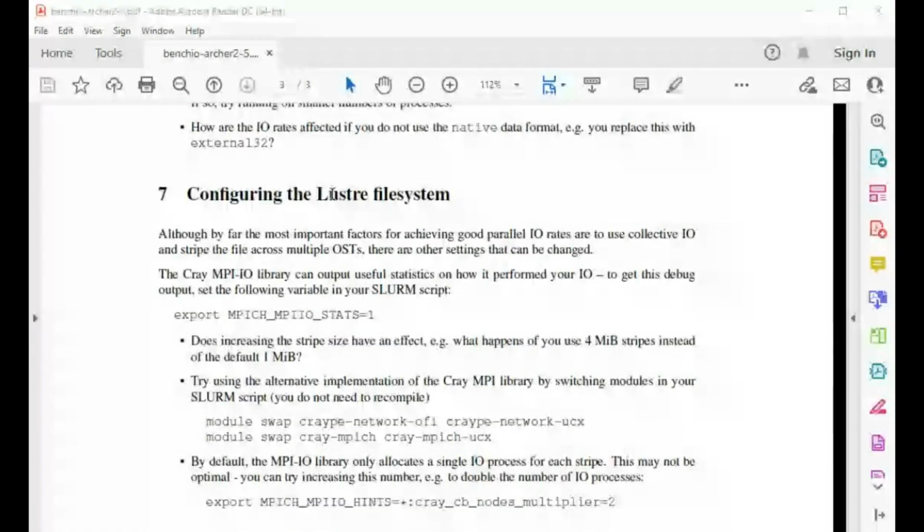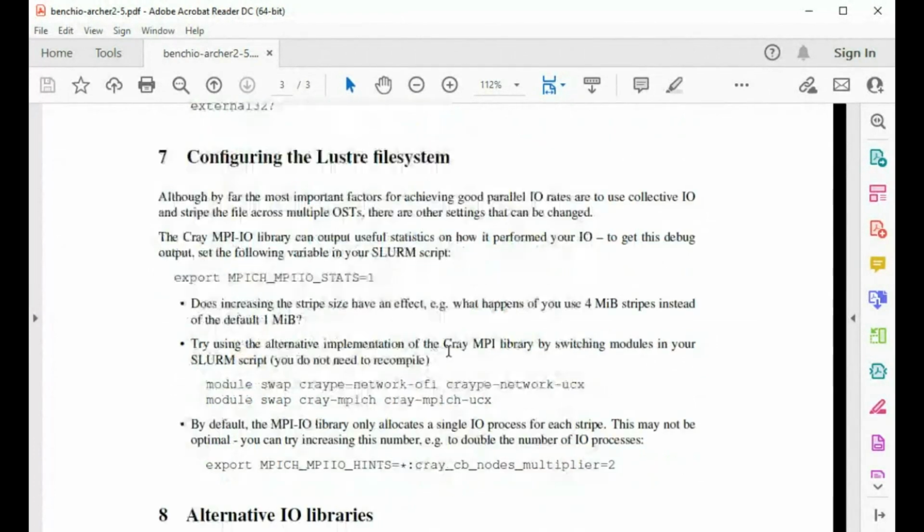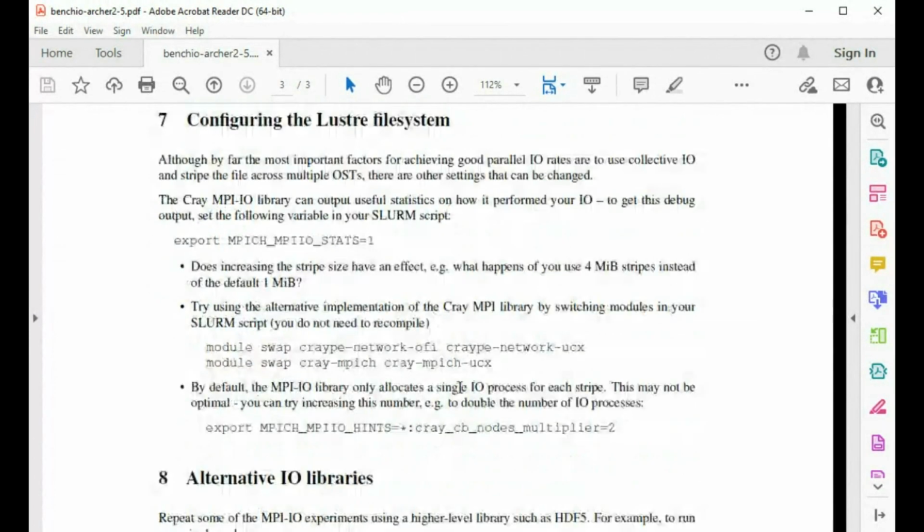So now I configure the Lustre file system. You can export MPI-IO stats equals 1, which will give you information on what's going on. Does increasing the stripe size have any effect? I don't think so. Try using this. You should see a benefit.